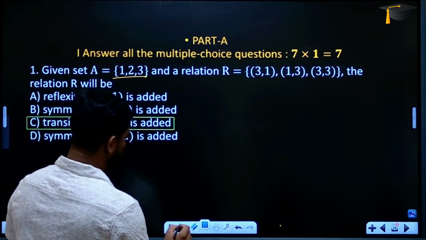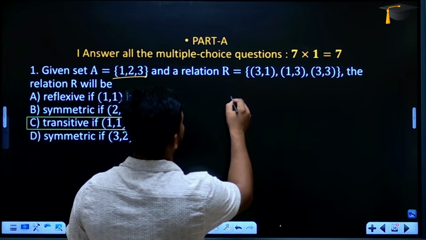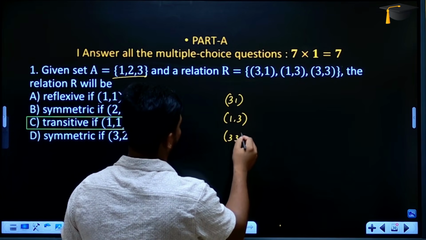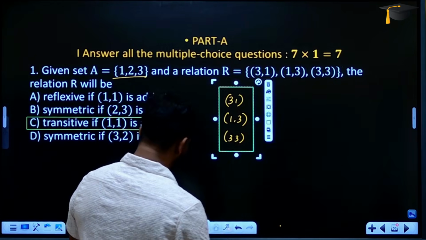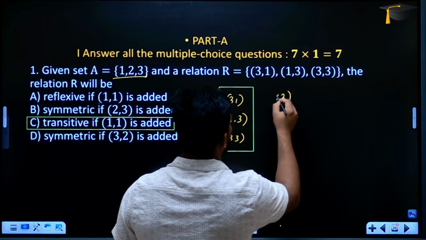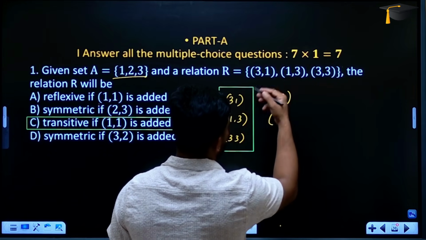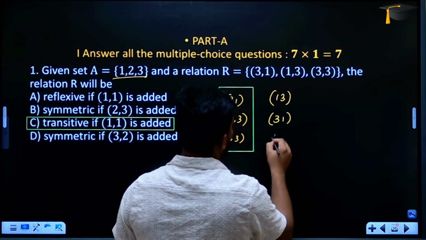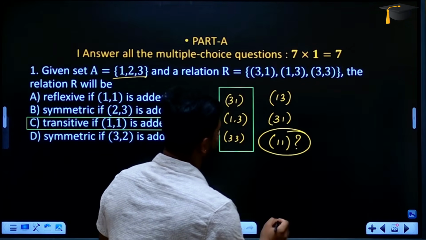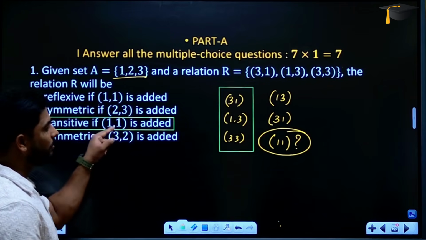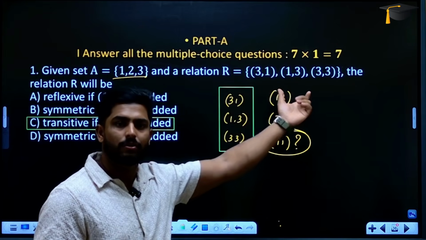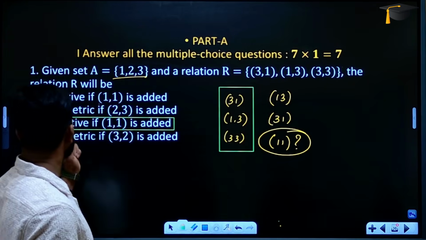Now how come option C is right? Because look at this. We have 3,1 and 1,3, and then we need to have 3,3. So this is one way of looking at this. The other way is, if I have 1,3, then there is the ordered pair that starts with 3, that is 3,1. We need to have 1,1, right? So this is not there in the relation. If I add 1,1, this becomes transitive. Right now it is not transitive. So I need to have 1,1 to make it transitive. That is why option C is the right answer.